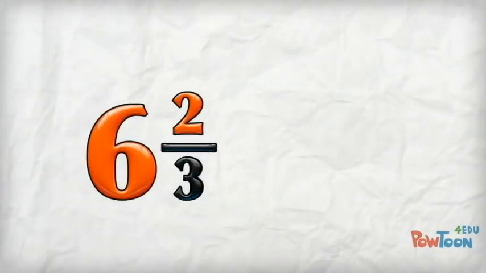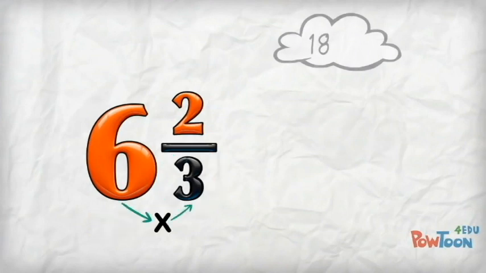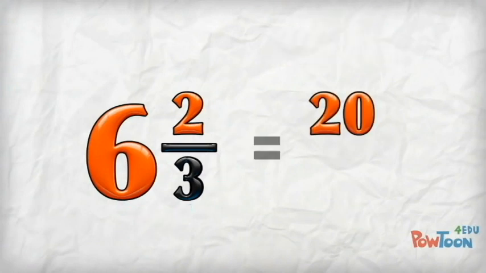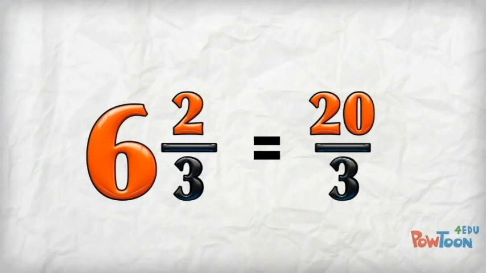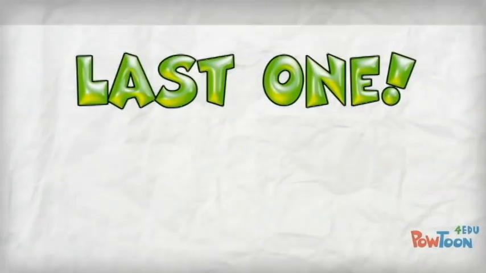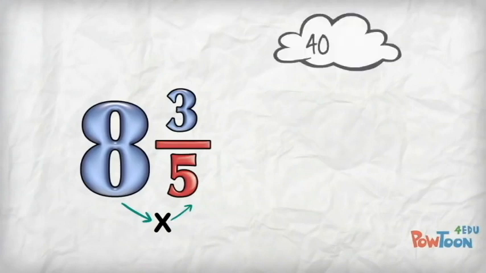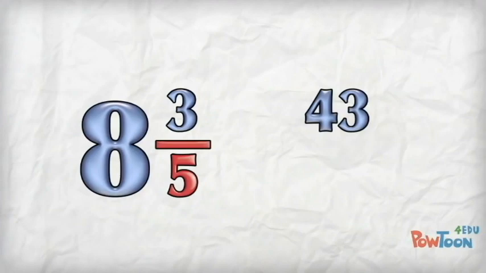6 2/3. 6 wholes. Each whole is worth 3 parts. So 6 times 3 is 18. Add the remaining 2, that's 20 parts. Put that back over the denominator of 3. Done. Last one. 8 3/5. 8 wholes. Each whole is worth 5 parts. So 8 times 5 is 40. Plus the remaining 3, that's 43. Put that back over the denominator of 5. Done.